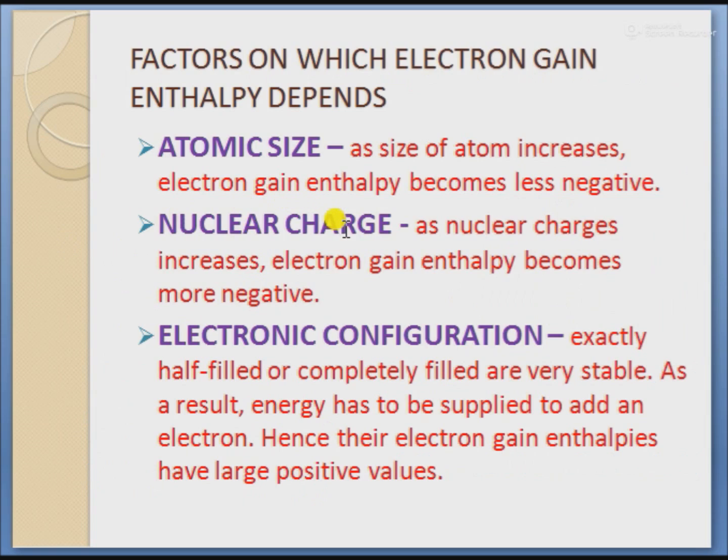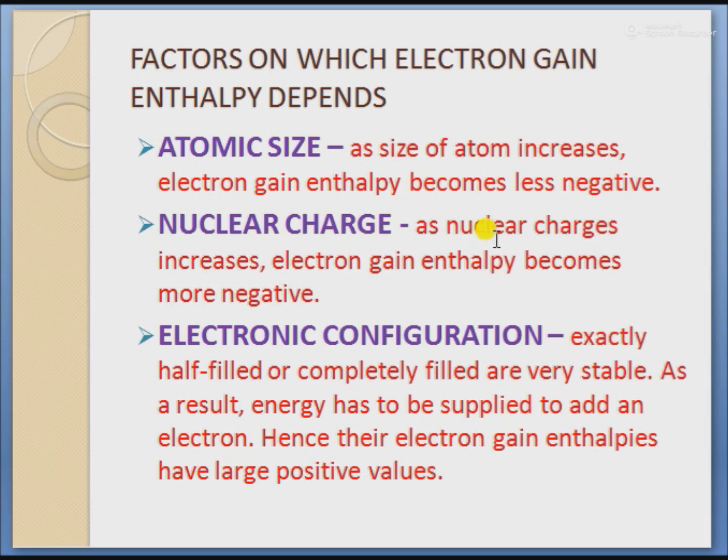Next are the factors on which electron gain enthalpy depends. First, atomic size. As the size of the atom increases, electron gain enthalpy becomes less negative. This is due to the addition of a new shell in the atom. The electrons are far away from the nuclear attraction, and hence we require less energy to add the electron to the outermost shell. Next is the nuclear charge.